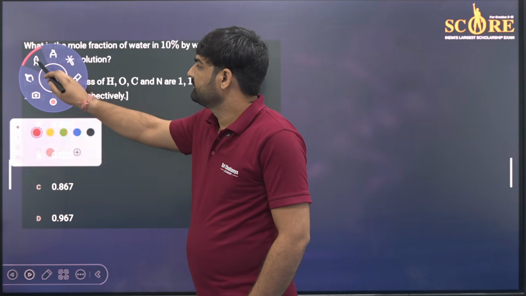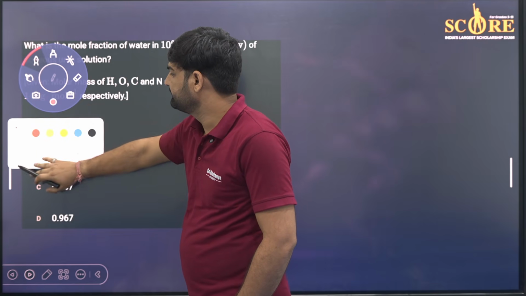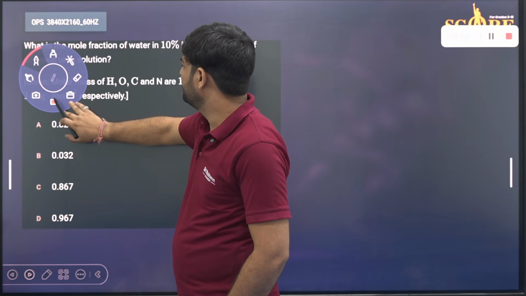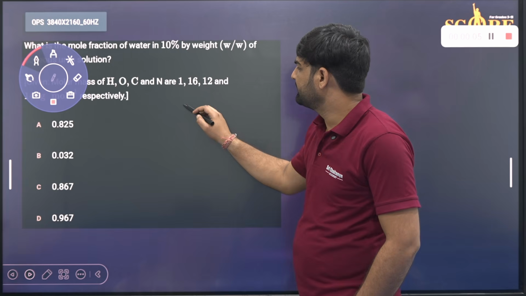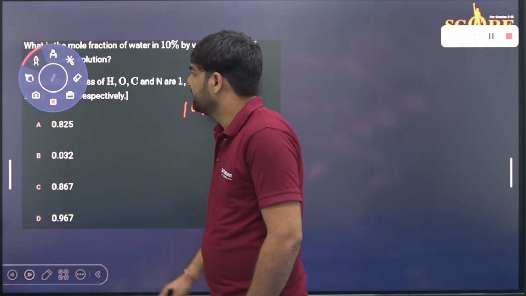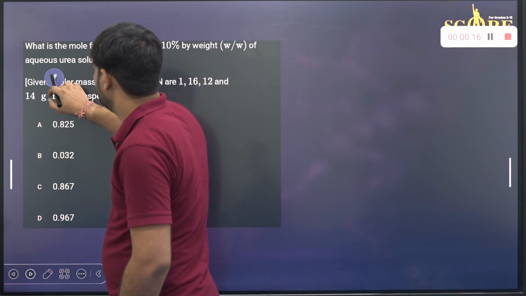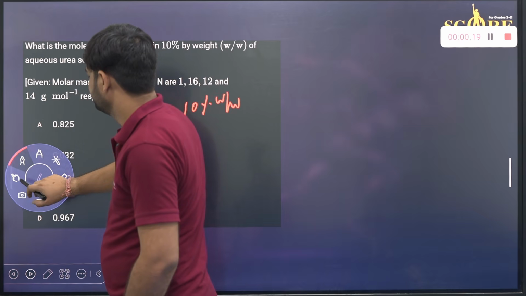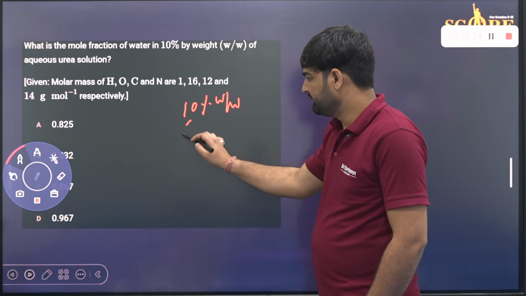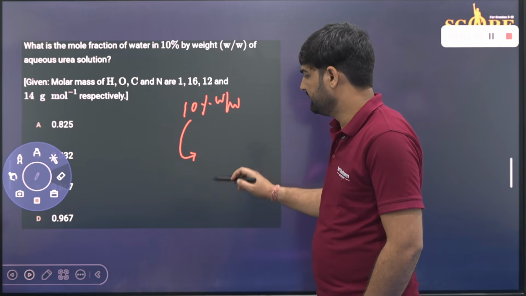Next, now this is a simple question related to concentration terms. What is the mole fraction of water in 10 percent W by W aqueous urea solution? Aqueous urea solution. So what is meant by this? What is meant by this?